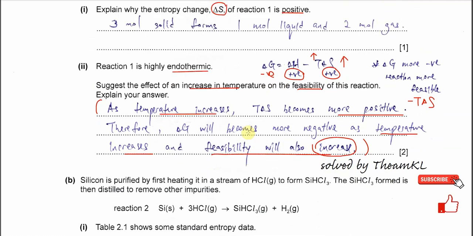And for those who are not really clear about the feasibility of a reaction with delta G, remember, when delta G is more negative, the reaction is more feasible. That's the concept.